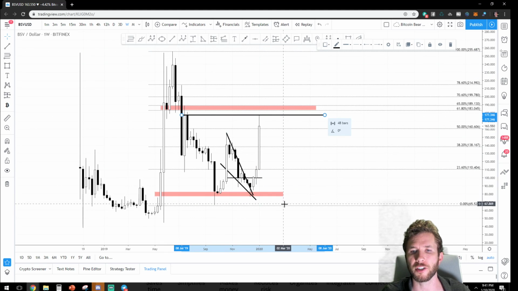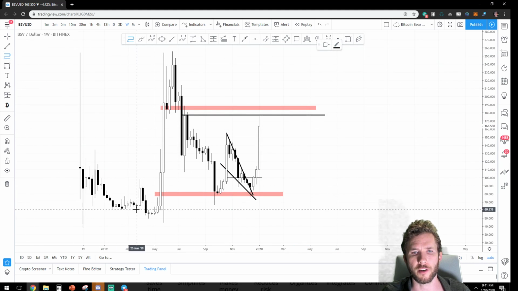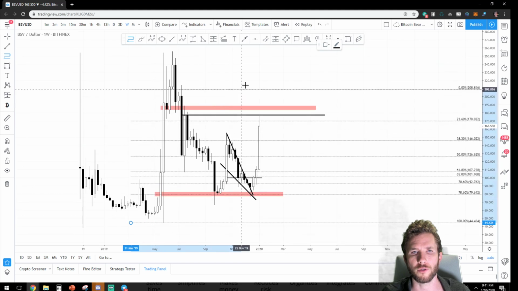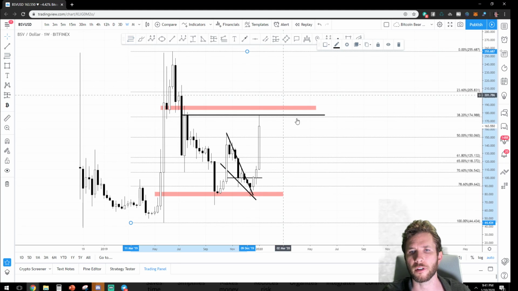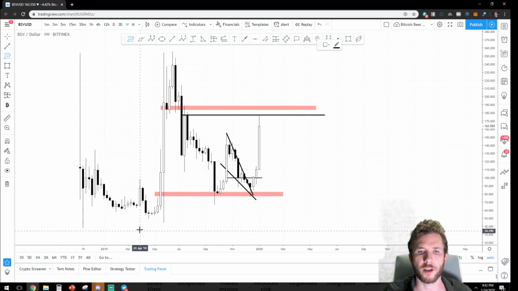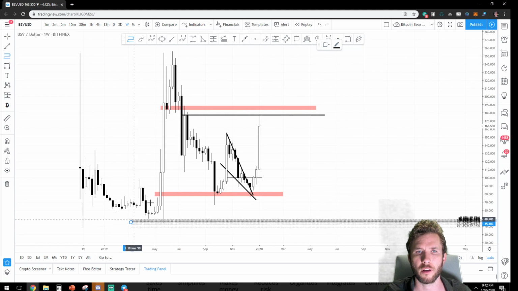It wasn't really a Fibonacci level. Maybe it was if we go all the way low to high. Let me see. Okay, so low to high was the 38.2, but there's lots of different ways we can look at the market here.